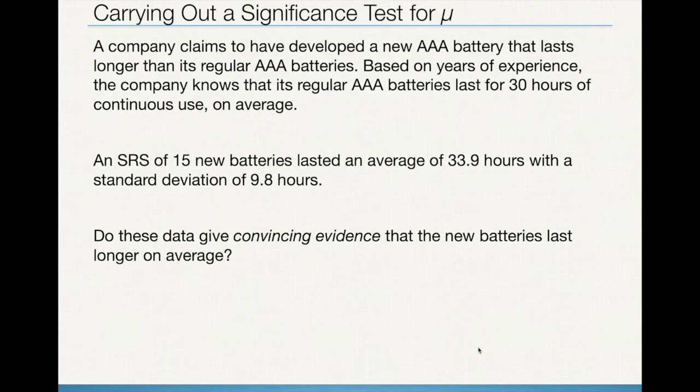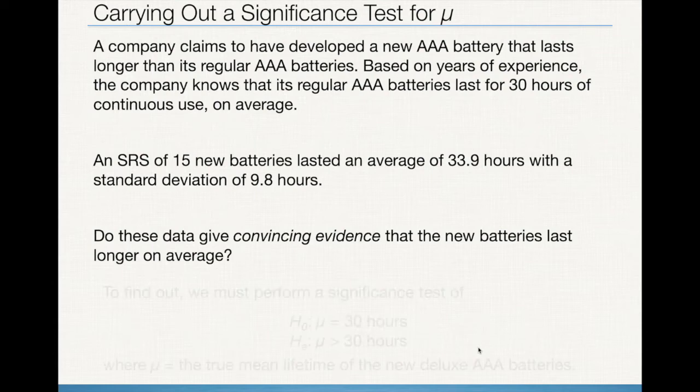An SRS of 15 new batteries, all right, they tell you that it's a sample, so we already know that we're going to be getting an x bar here. Lasted an average of 33.9 hours with a standard deviation of 9.8 hours. Now that standard deviation is not the standard deviation of the population because they've listed it in the sample. You'll remember from our work on confidence intervals that if you don't have the population standard deviation, what we will do is we will estimate that with the standard deviation of the sample. Do these data give convincing evidence that the new batteries last longer on average?